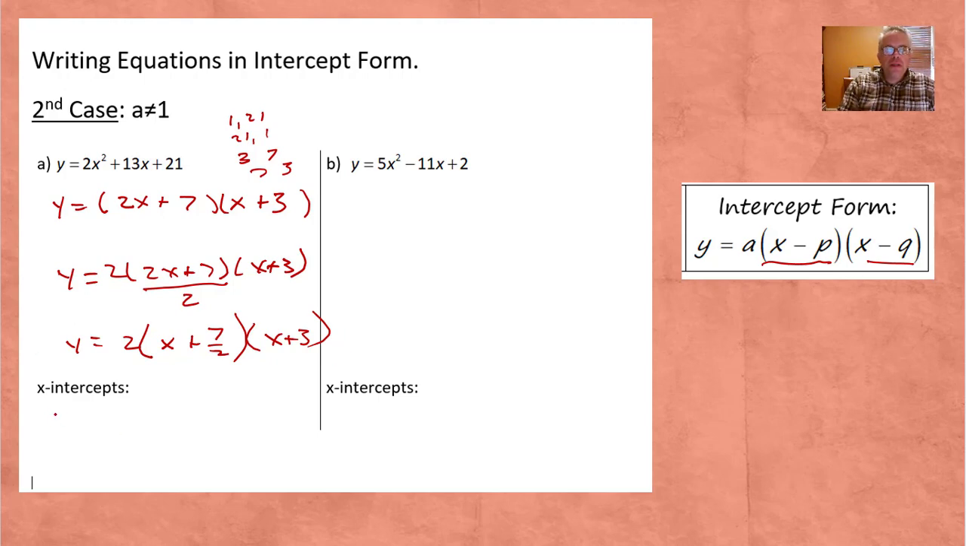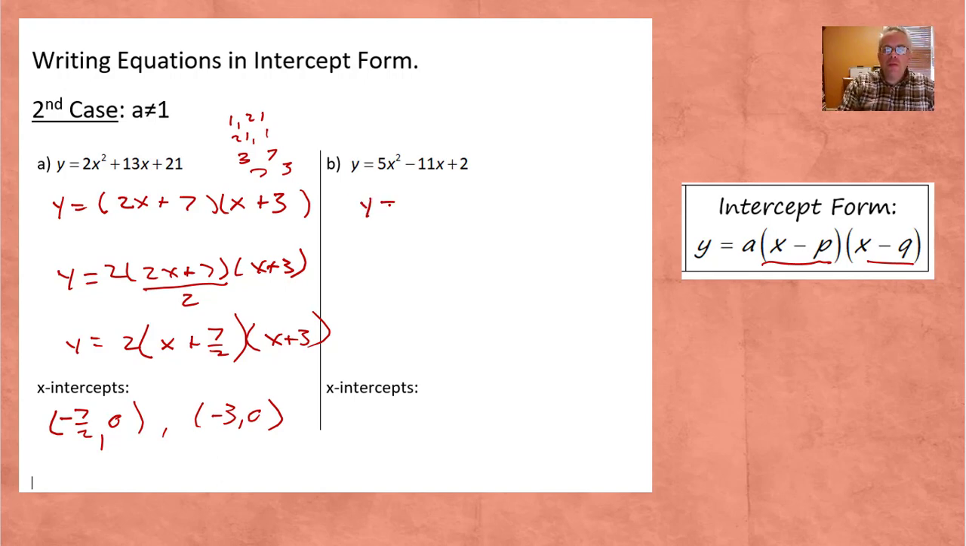All right. So the intercepts in this case would be negative 7 halves. That's what would make this 0. Negative 7 halves plus positive 7 halves is 0. And the number that would make that 0 is negative 3. All right. Let's give this one a try.